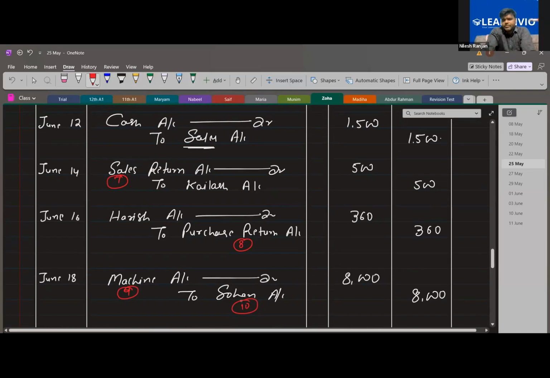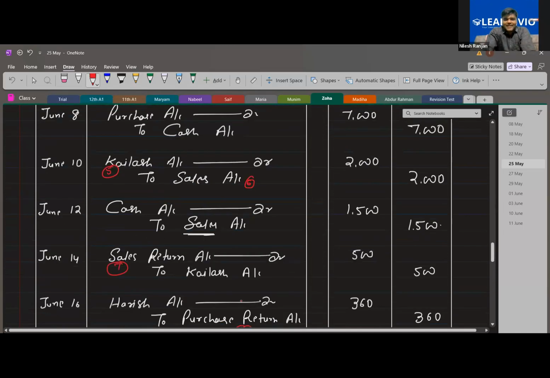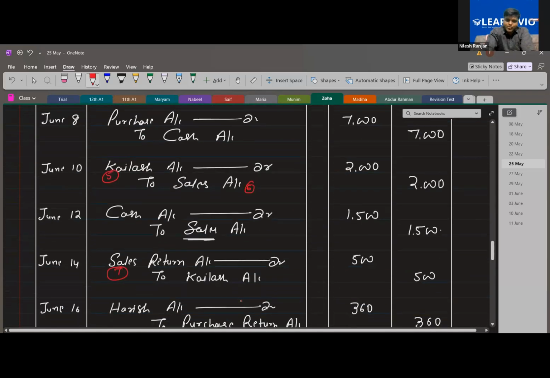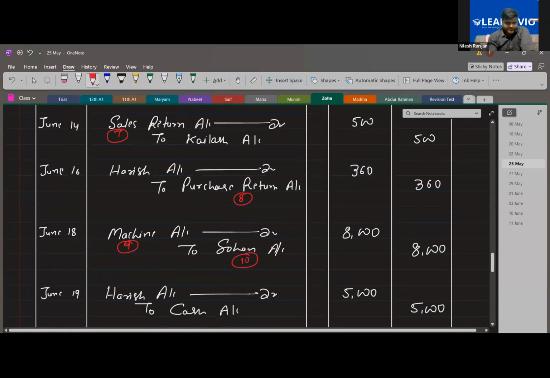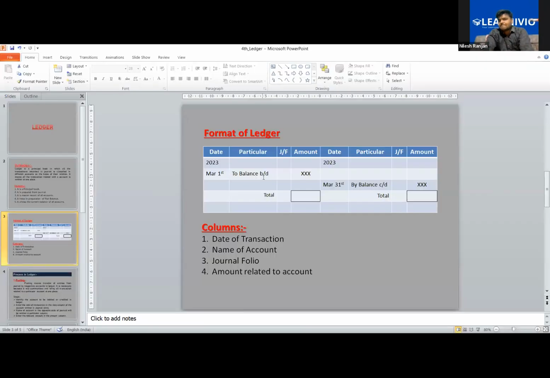Let's say up to this point there are so many transactions, and the question is completed here. Now we have calculated the total number of accounts, 10. Now we have to prepare this format 10 times to make the ledger, to record all these accounts.